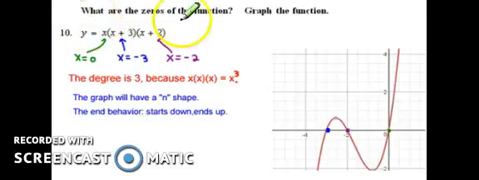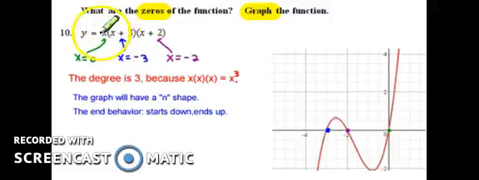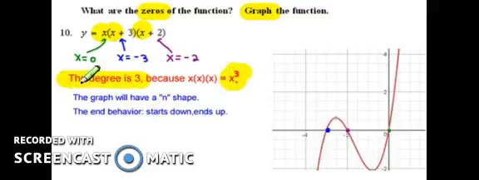In problem 10, I'm going to find the zeros, and I'm going to make the graph. So I have x times x times x. My degree is 3. The graph's got to start down, and it's got to end up. And then my zeros.